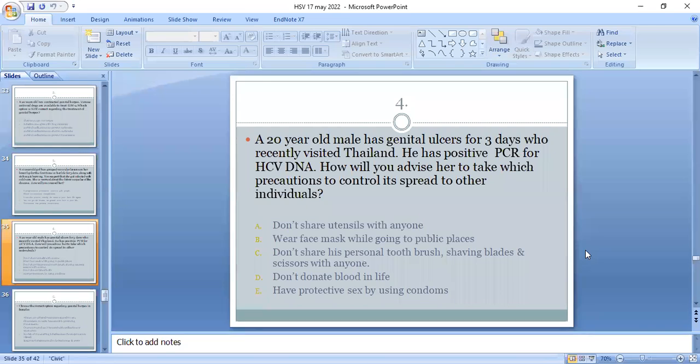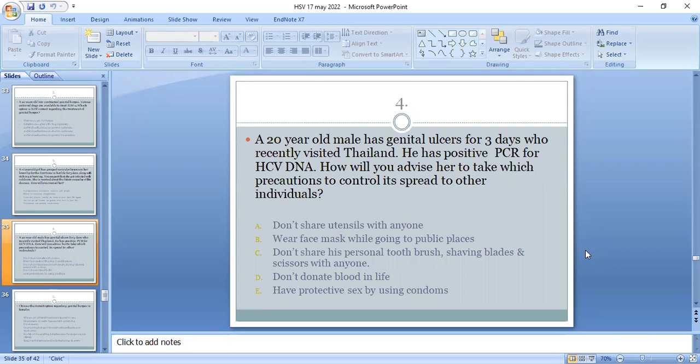Fourth MCQ: a 20-year-old male has a genital ulcer for 3 days and recently visited Thailand. He has positive PCR for HSV DNA. How will you advise him to take which precautions to control its spread to other individuals? Whether don't share utensils with anyone, wear a face mask while going to public places, don't share his personal toothbrush, shaving blades, and scissors with anyone, or don't donate blood in life, or have protective sex by using condoms.